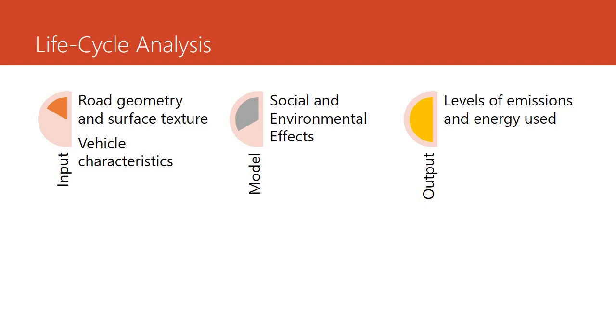The outputs of this model include the levels of emissions, such as carbon dioxide, particulate matter, and other pollutants, as well as the amount of energy used during vehicle operation across different alternatives. These results help planners understand the environmental trade-offs of various strategies and support more sustainable decision-making in road infrastructure projects. By incorporating environmental metrics into the analysis, HDM4 promotes a more holistic approach to transport planning, one that considers not just cost and performance, but also the long-term impact on people and the planet.